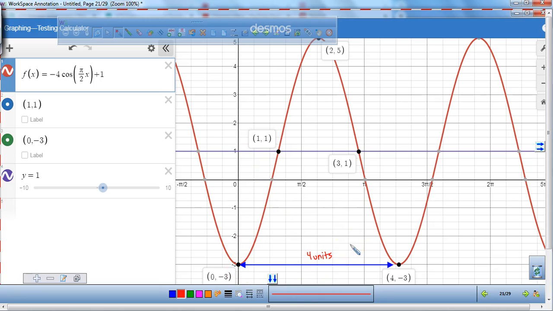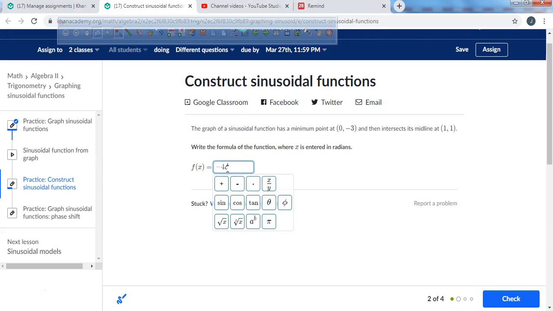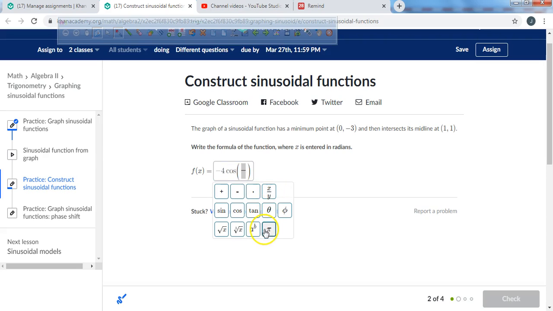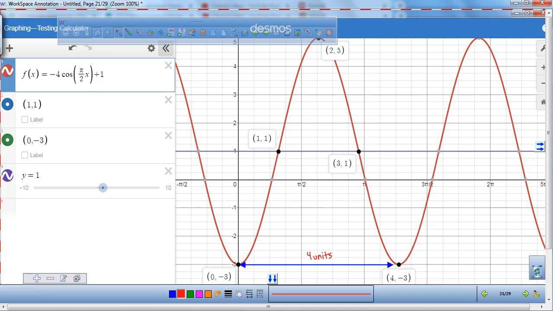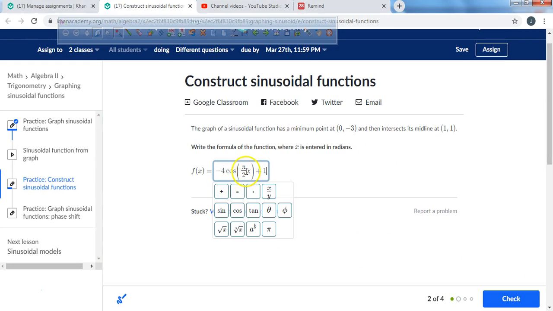So now I'm going to go ahead and type in our answer to the Khan Academy. All right, here we go. -4 cosine, open parentheses, put the little pi over 2, put an x, go to the outside of the parentheses, put plus 1. Let's double check, make sure I haven't messed up. -4 cosine, pi over 2x plus 1, go over here, check it. Hit check.